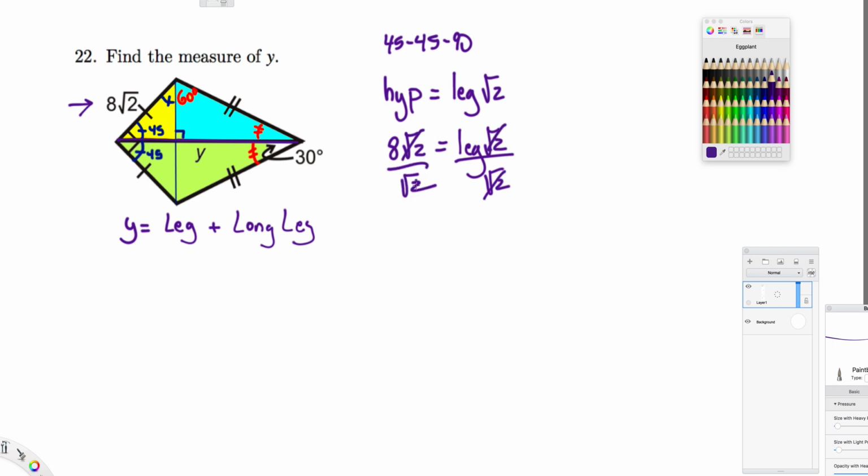All the root 2's in the problem cancel. So this is going to be 8, and this is going to be 8. I can't see it. 8 is right here. This is 8, and this is 8. Okay. So we have this 8 right here is given.